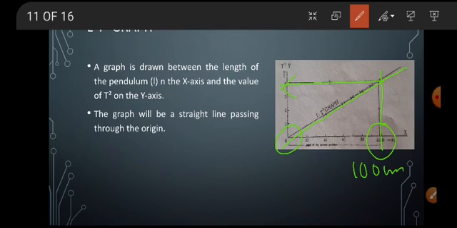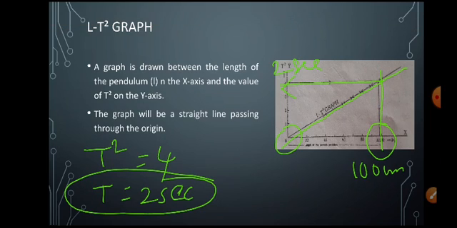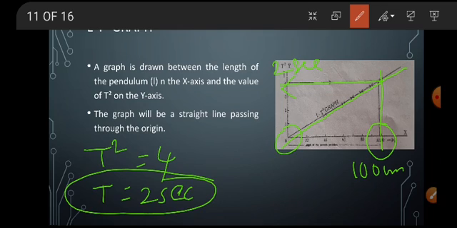So T square value is 4, therefore T equals 2 seconds. A pendulum whose time period is 2 seconds is called a seconds pendulum. The value of the length of the seconds pendulum is 100 centimeter, that equals 1 meter.